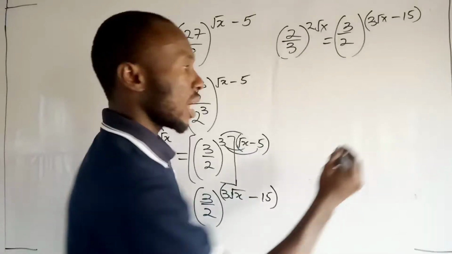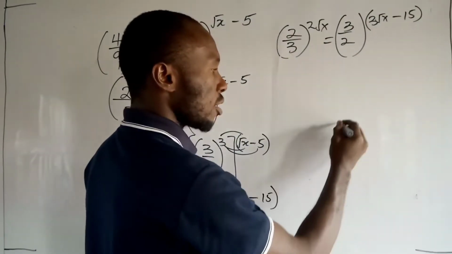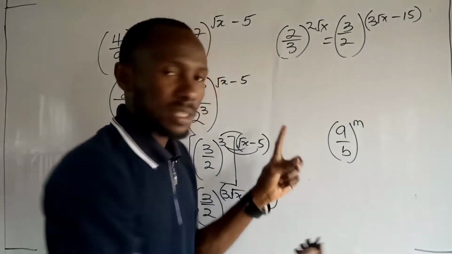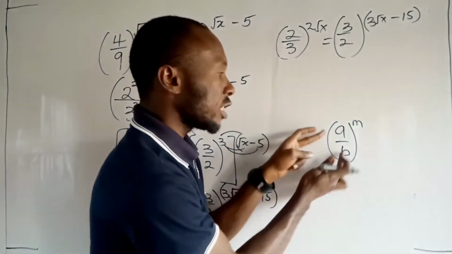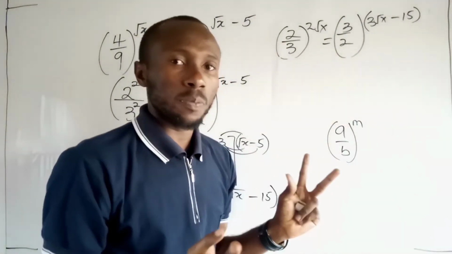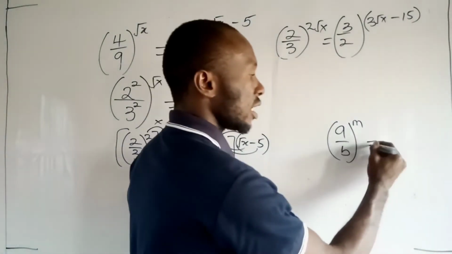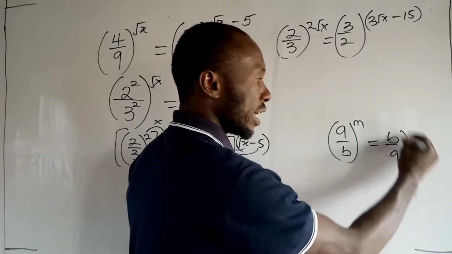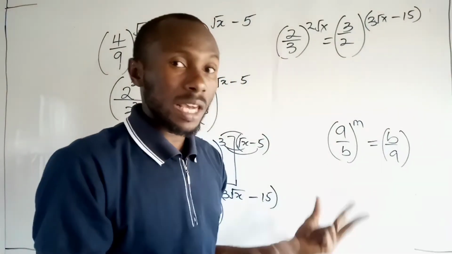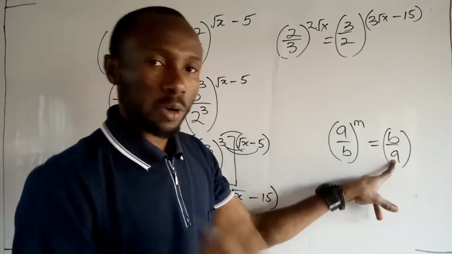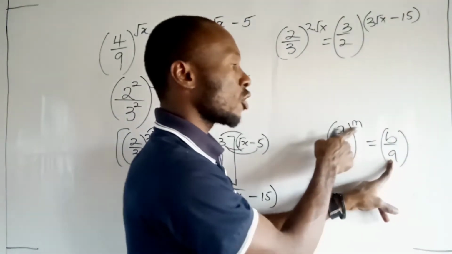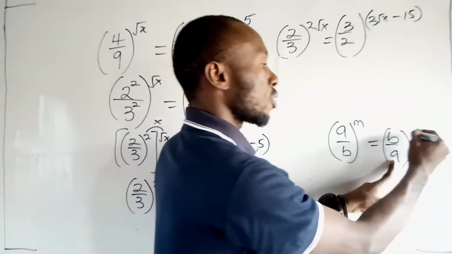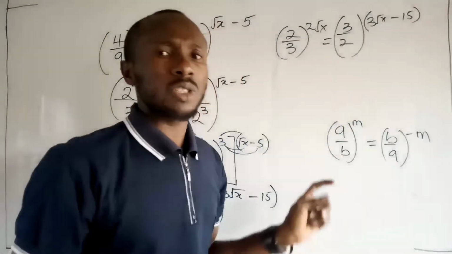Now the law says if I have a over b all to the power m like this, and I wish to change the position of a and b, there's no problem. The law says it will become b upon a, but something's going to happen. This guy is not going to become positive anymore. It's going to become negative n. That is just what you need to do.